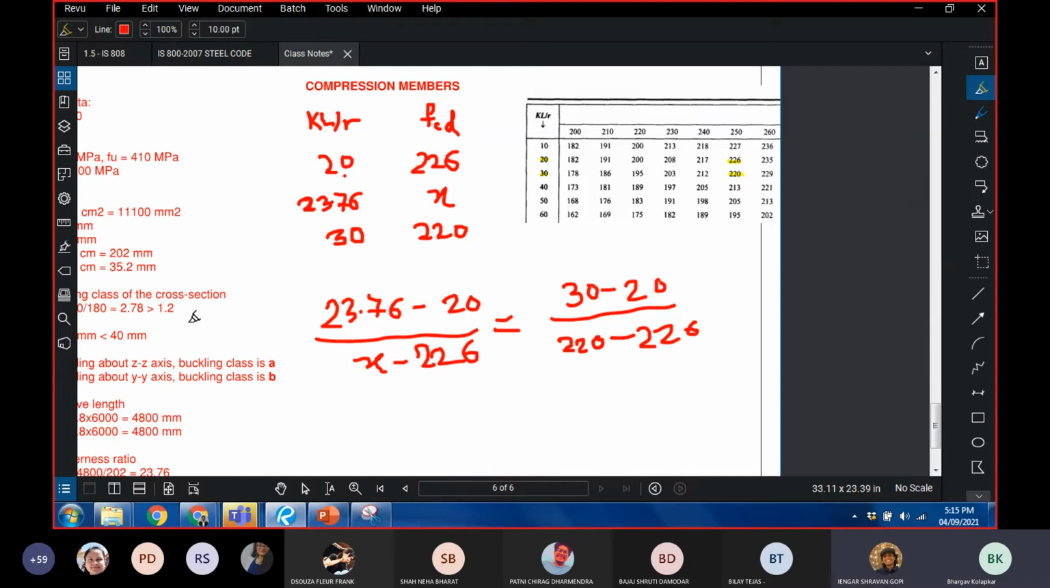So this proves that depending on where they are on the graph, there is still some relation between the values, like we discussed earlier. Yes. So what we are doing is linearly interpolating our value between 226 and 220 to find the value of fcd corresponding to KL upon r of 23.76. So this minus this, which is 23.76 minus 20 upon x minus 226, is equal to 30 minus 20 upon 220 minus 226. It's called linear interpolation.